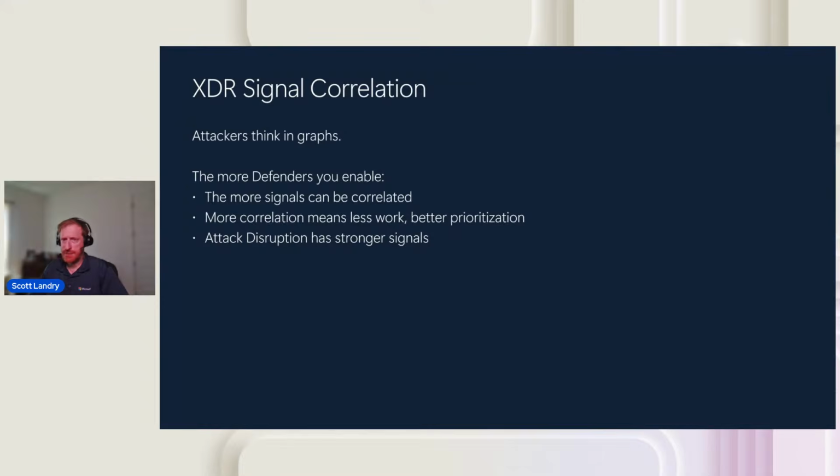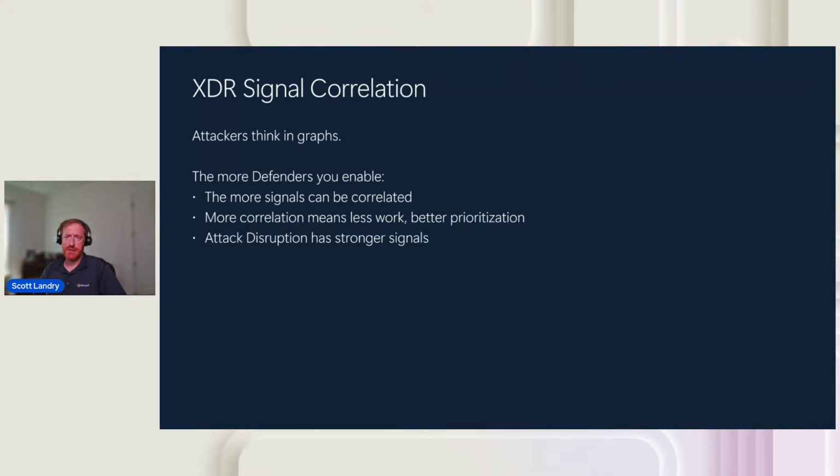Again, we've alluded to this a few times. XDR is signal correlation. Attackers think in graphs. So the more you enable defenders across the Microsoft suite, the more signals can be correlated. More correlation means less work, better prioritization, and it also means attack disruption gets better. So let's talk about attack disruption for a second.